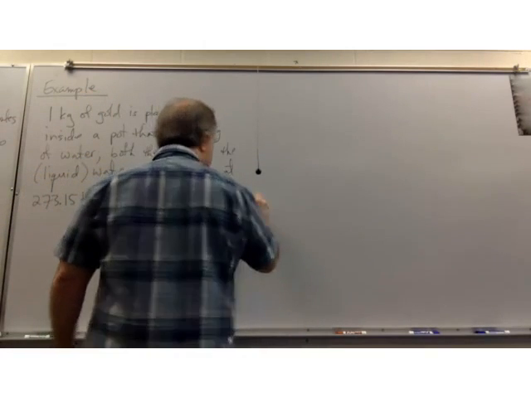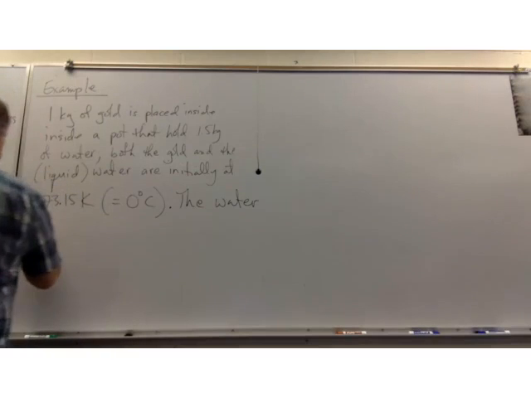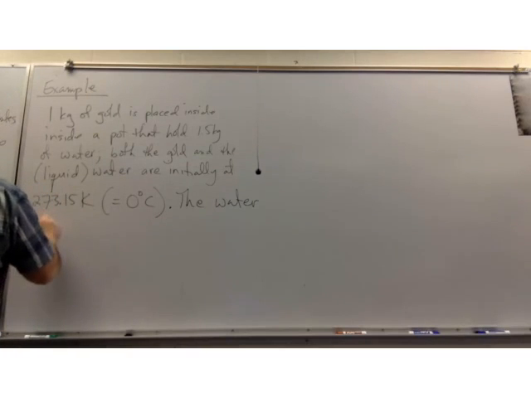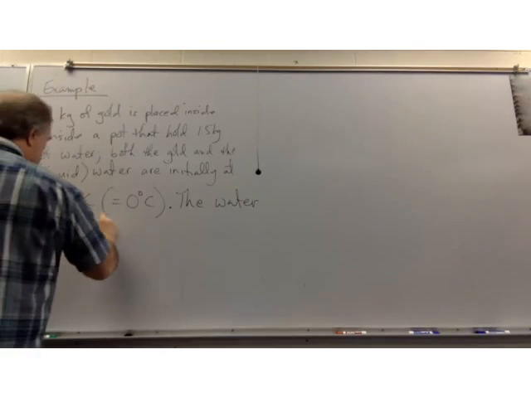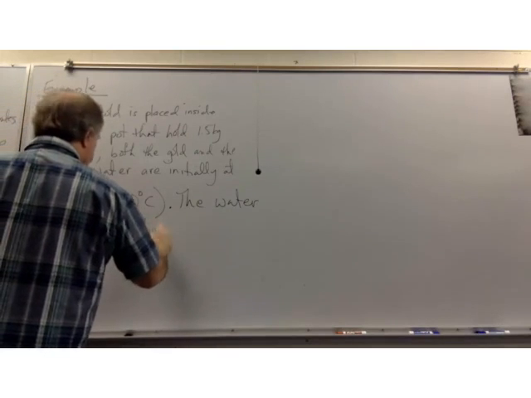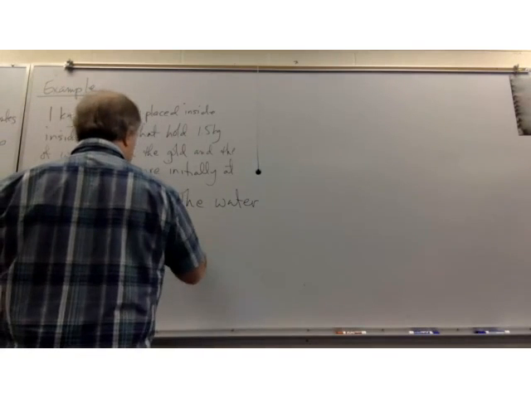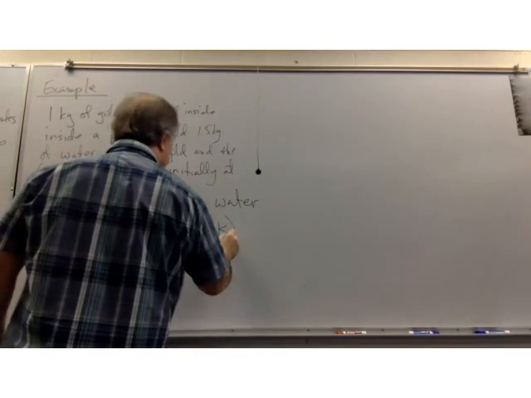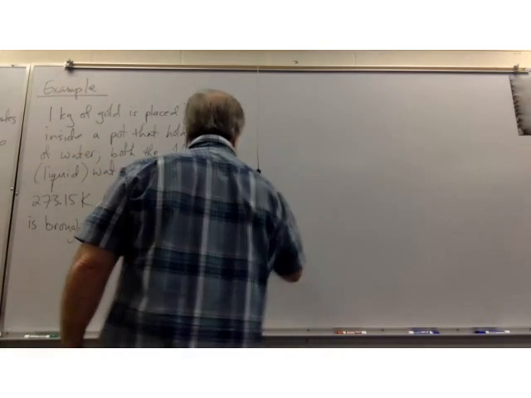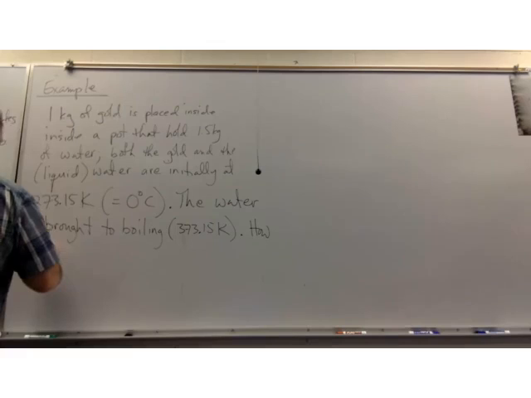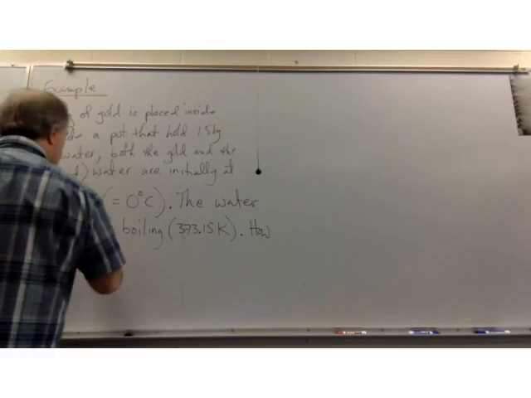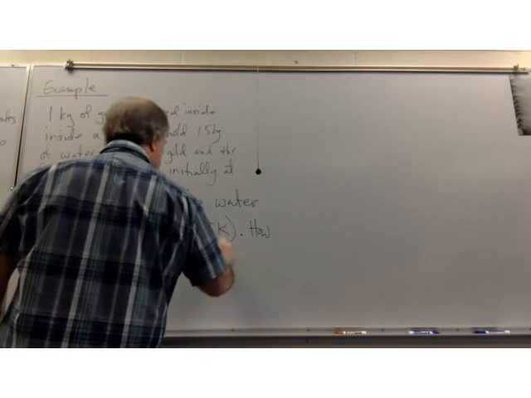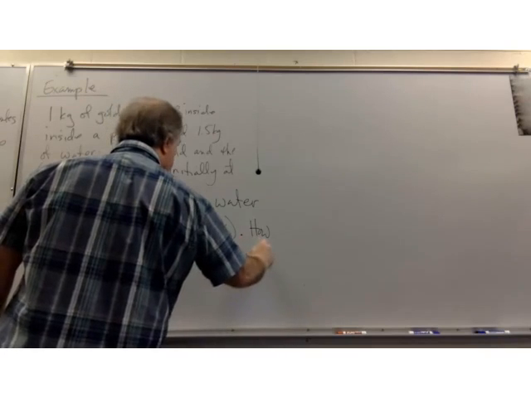All right, and then we turn on the fire, turn on the stove. And let's boil the water with the gold still in it. And the boiling temperature of water is 373.15 Kelvin. The question that we're going to ask is how much energy did the water get? And how much the gold?